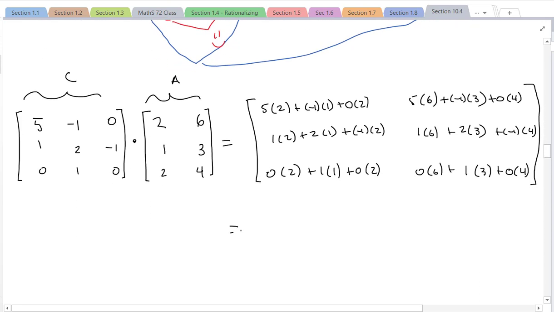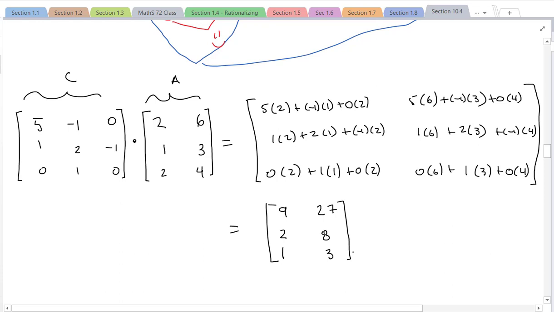And so this multiplication, once we do it all out, 5 times 2 is 10, minus 1, and that's 0. So 10 minus 1 is 9. And 5 times 6 is 30, minus 3 plus 0, so 27. And do this math over here. So 2 plus 2 minus 2, so it gives us 2. 6 plus 6 is 12, minus 4 is 8. And then those are zeros, that's nice. So I'll just get 1 and 3. And this will be our C times A matrix.